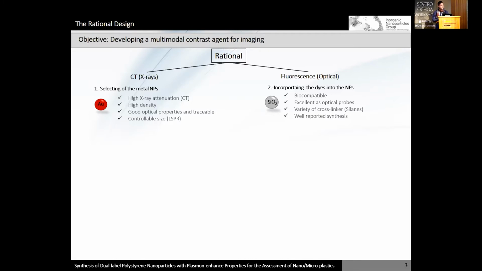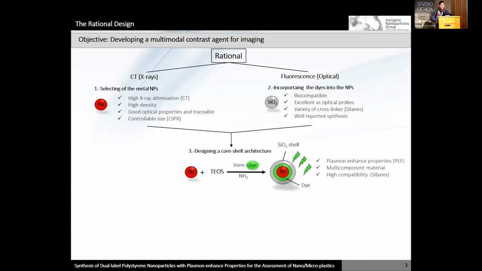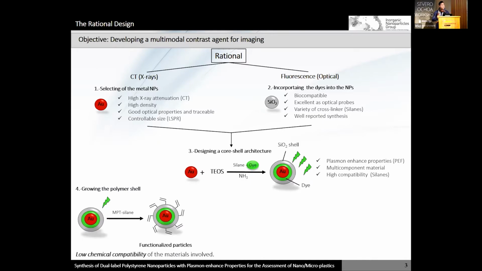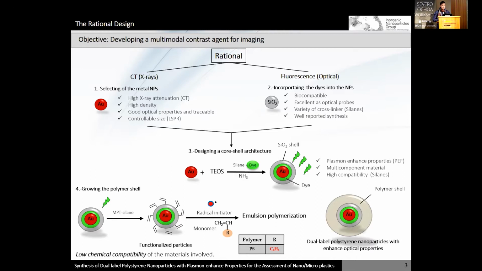So combining these two to build a model, we designed a core-shell structure in which the core is going to be the gold nanoparticles with a silica layer with the dyes in the matrix to achieve plasmon-enhanced properties, a multi-component material, and high compatibility, because the silanes give you all these functionalities. Because if we want to grow a polymer shell, polymers are hydrophobic, so we use a silane as a cross-linker to achieve these vinyl groups on the surface. And finally, with the emulsion polymerization, we can develop these dual-label polystyrene nanoparticles using a radical initiator and the monomer.